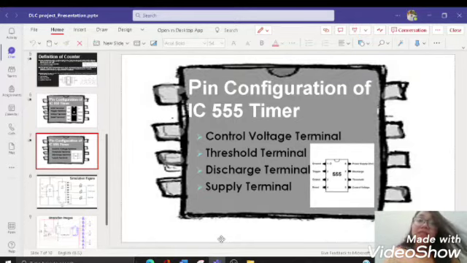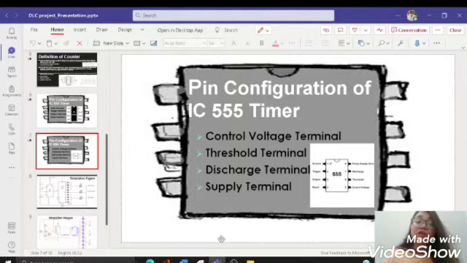Third one is discharge terminal. This pin is connected internally to the collector of a transistor, and mostly a capacitor is connected between this terminal and ground. It is called the discharge terminal because when the transistor saturates, the capacitor discharges through the transistor.